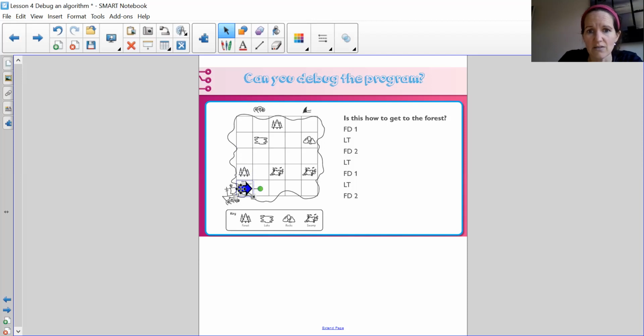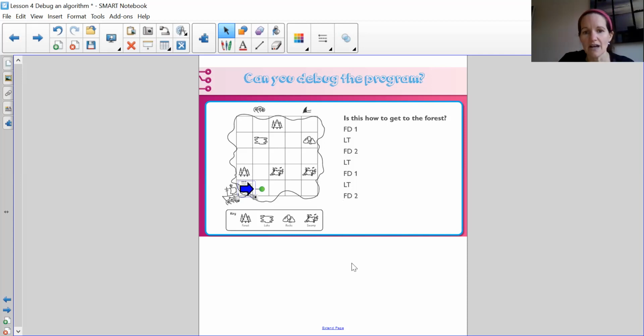Let's try that again. Forward 1. Left turn. Forward 2. Left turn. Forward 1. Left turn. Forward 1. Forward 2. Oh, so there's definitely a problem with my program, isn't there? Can you figure out what it is? What's the problem with my algorithm here?